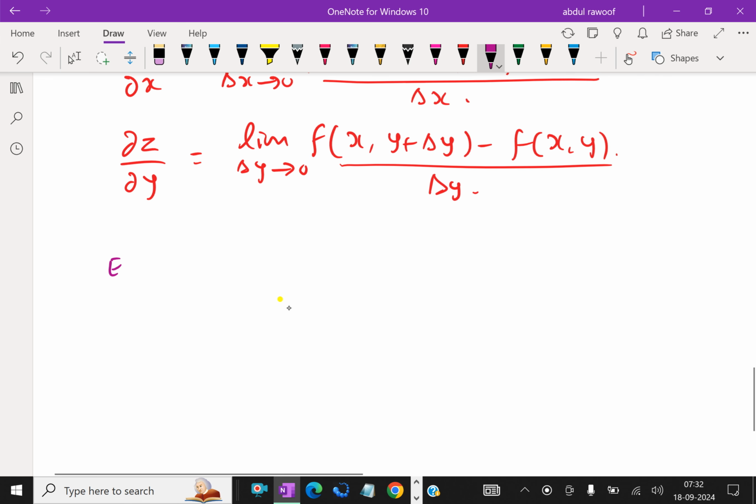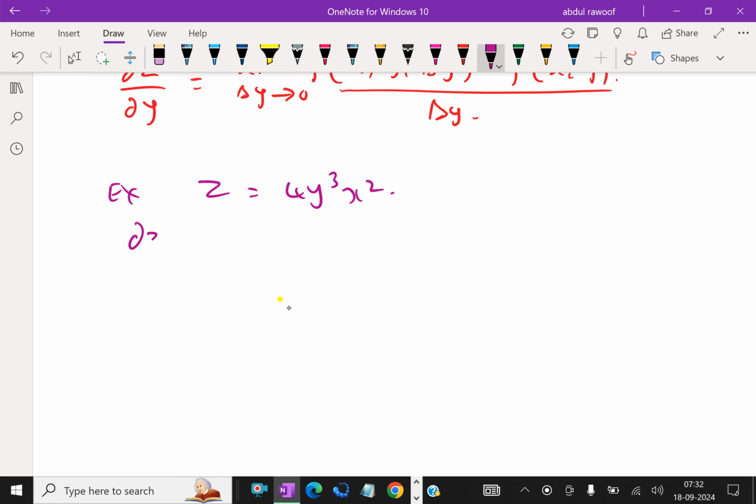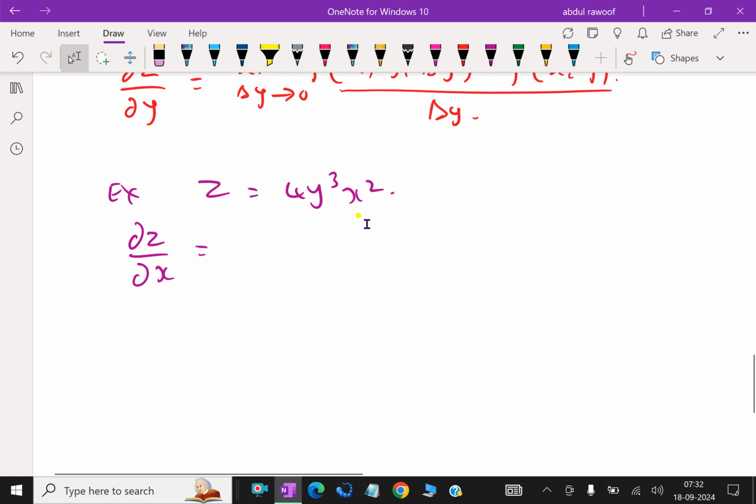The function z equal 4y cube x square. Here we have to find dou z by dou x, which means other than x, all variables are considered as constants. Here, with respect to x, 4y cube is a constant. So the derivative of x squared is 2x, which gives the constant 4y cube into 2x, which is equal to 8xy cube.